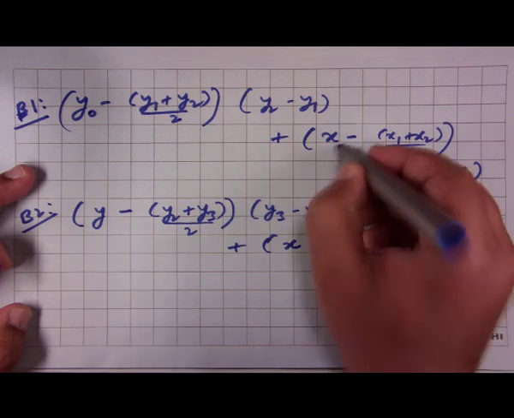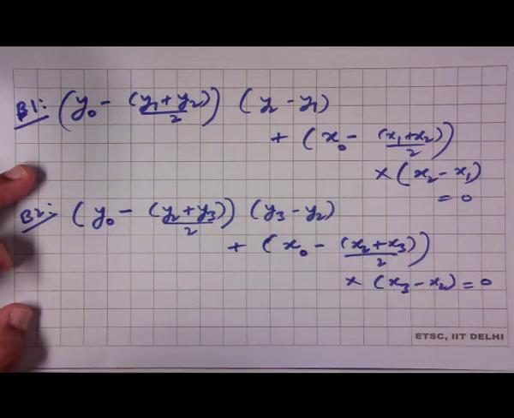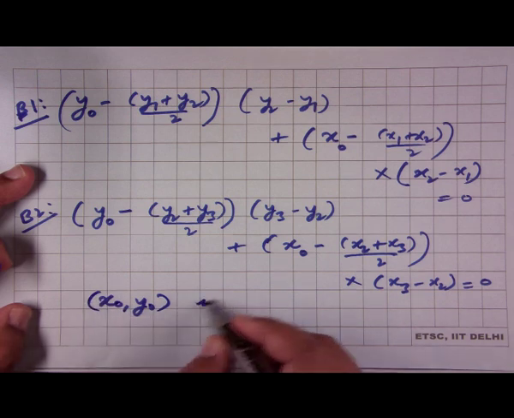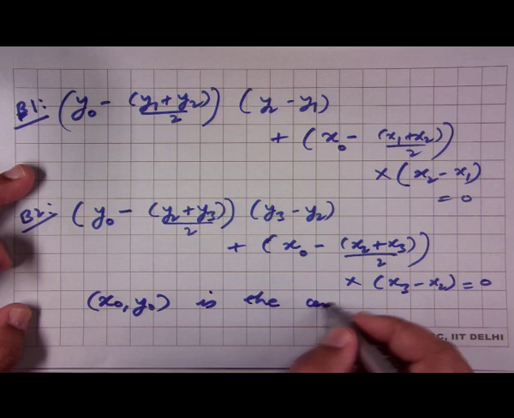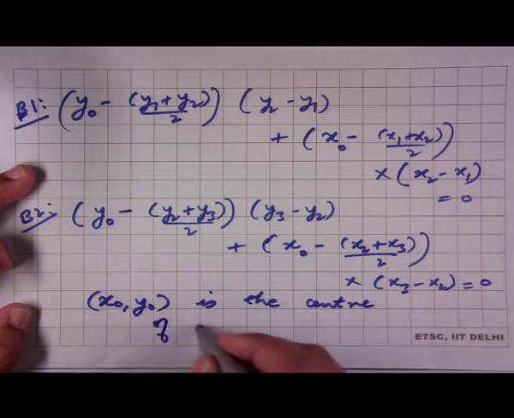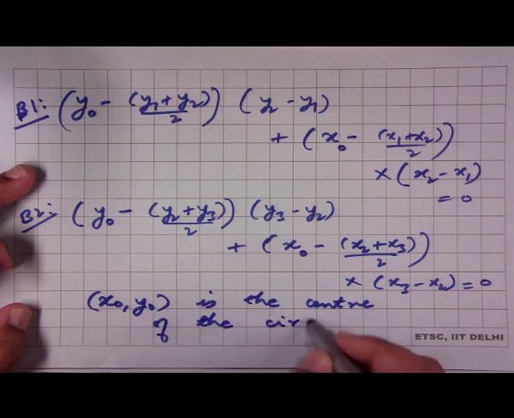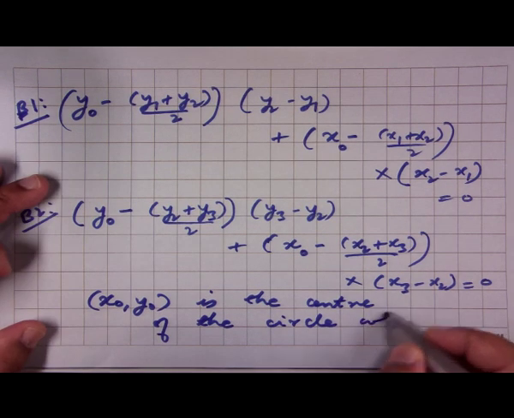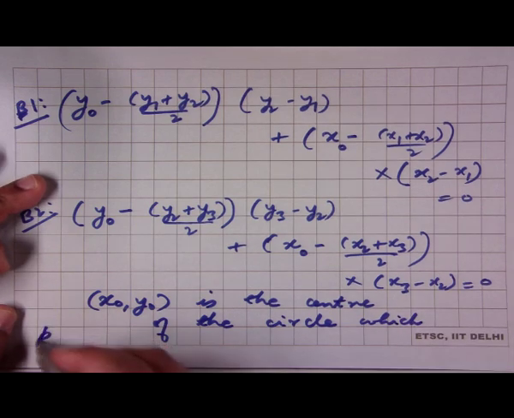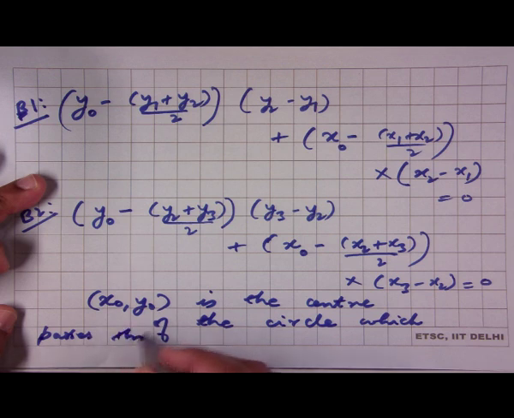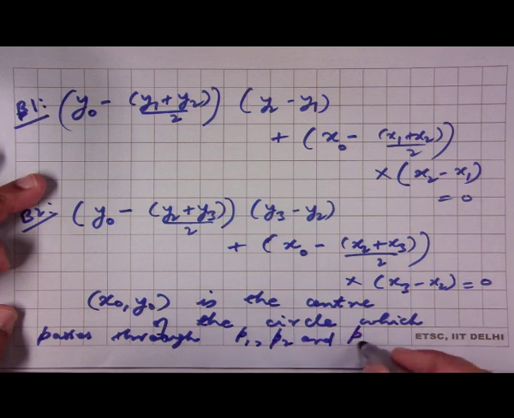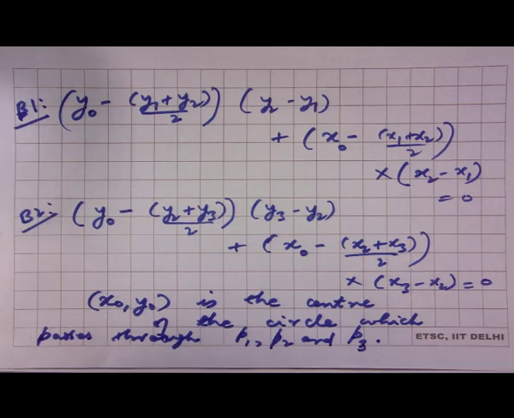So, x naught, y naught is the center of the circle which passes through P1, P2 and P3.